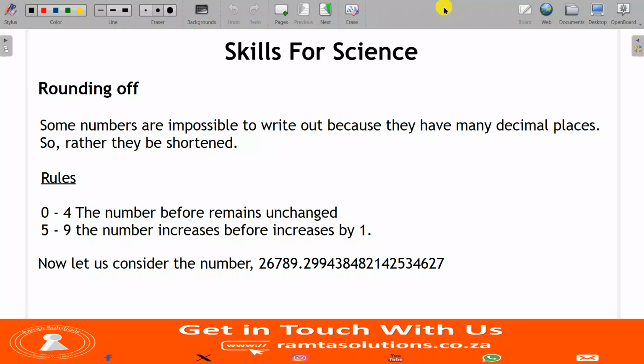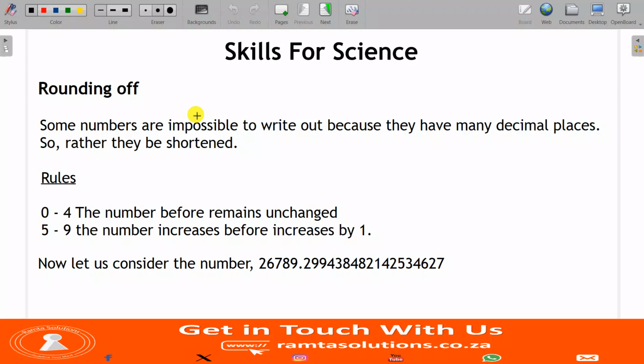Now remember, guys, some numbers are really impossible to write out because they have so many decimal places. I mean, who likes writing a number that has many decimal places? I, for one, do not like it. You will be seeing during the year that it's better if we round some numbers off because the decimal places are too many. So the rules are the way that you have known them.